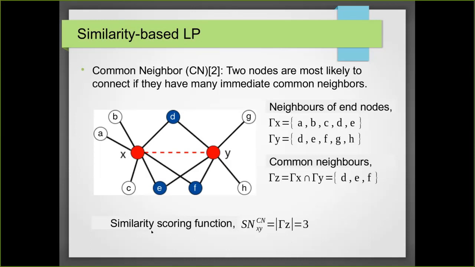So the common neighbor based similarity scoring function gives 3 for the link existence between nodes X and Y. And then common neighbor uses this value for computing the link existence between the two nodes X and Y.